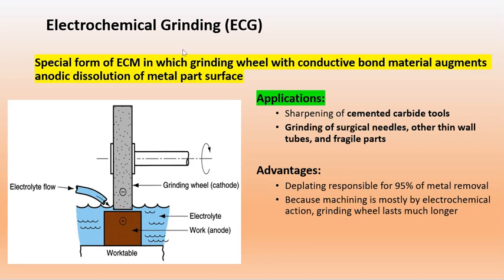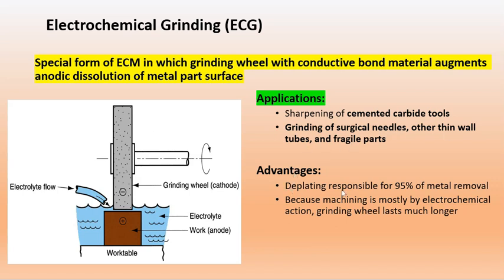And the last one in the electrochemical is the grinding for the surface, in which they use a grinding wheel with conductive bond material, with anodic dissolution of the metal part's surface. So this is the grinding wheel as the cathode, and this one is the anode. So when it moves, it will have the iron metal dissolved in the electrolyte. So it is mostly used for sharpening cemented carbide tools for the lathe machine, and grinding of surgical needles or other thin-walled tubes and fragile parts.